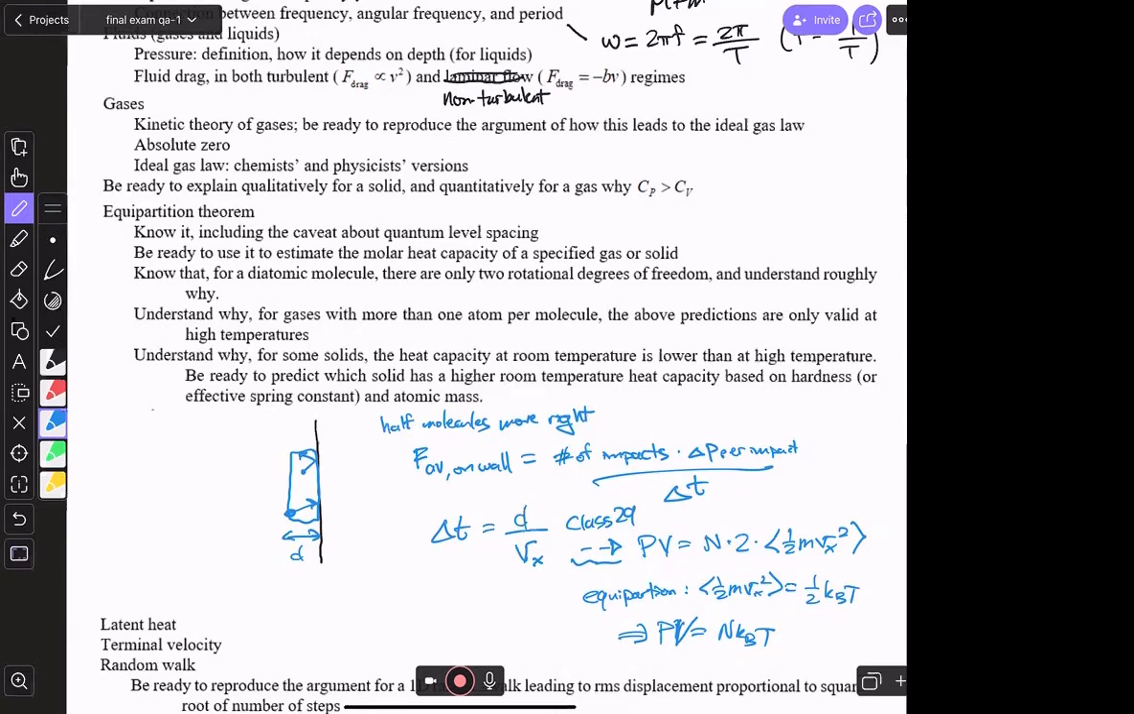Know that for a diatomic molecule, there are only 2 rotational degrees of freedom, and understand roughly why. Understand why for gases with more than one atom per molecule, the above predictions are only valid at high temperatures. Understand why for some solids, the heat capacity at room temperature is lower than at high temperature, and be ready to predict which solid has a higher room temperature heat capacity based on hardness or effective spring constant and atomic mass.